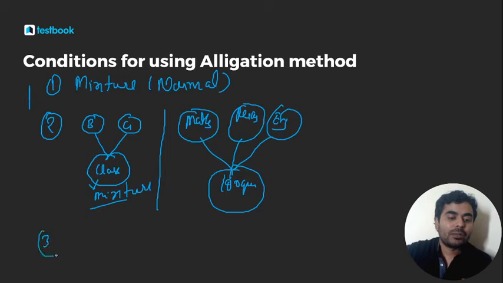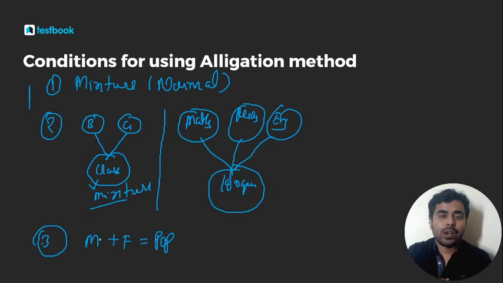Now the third thing you should know about mixtures: whenever in a question you see two values being added, like suppose males plus females equals population, then if you see that two or more values are being added to form a new value, the new value, this population, is also a kind of mixture, and the values being added are the components.